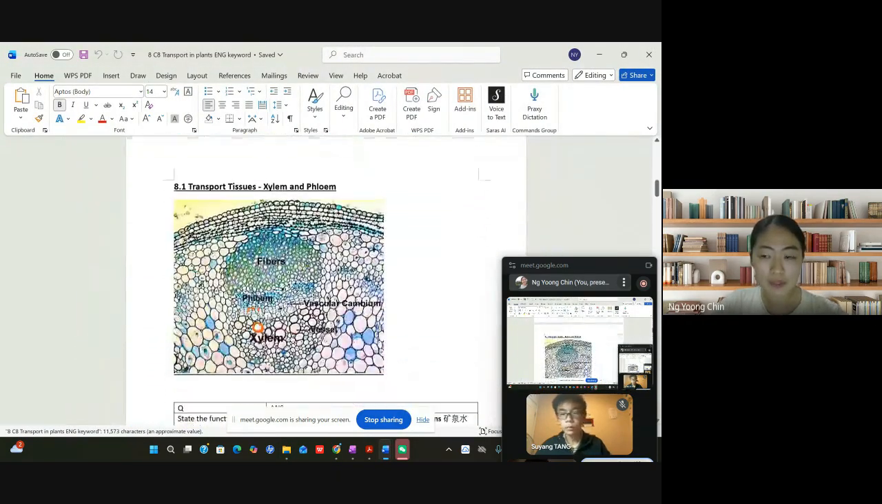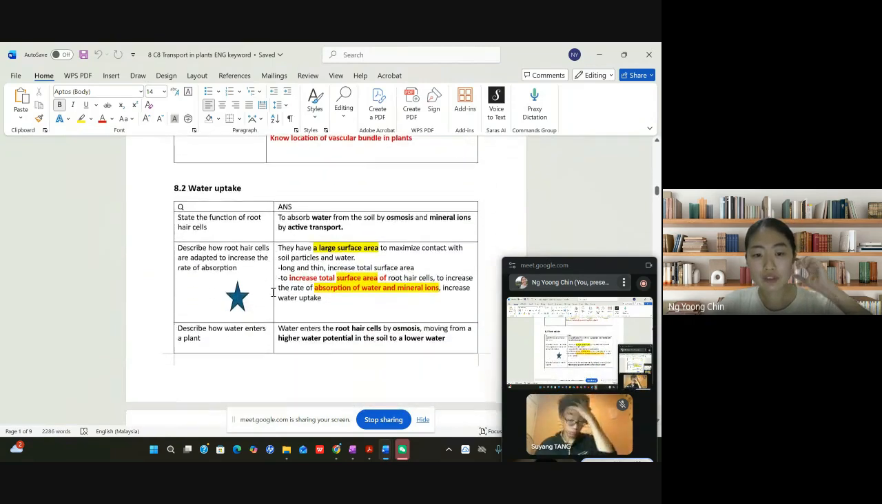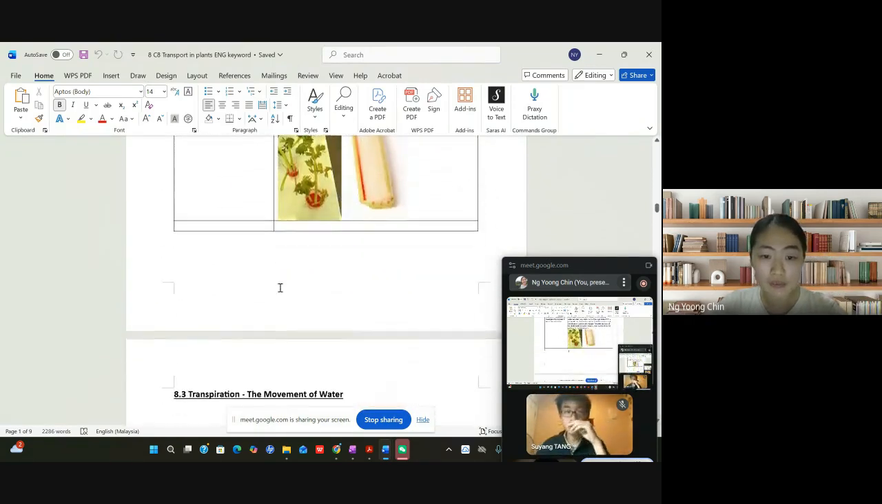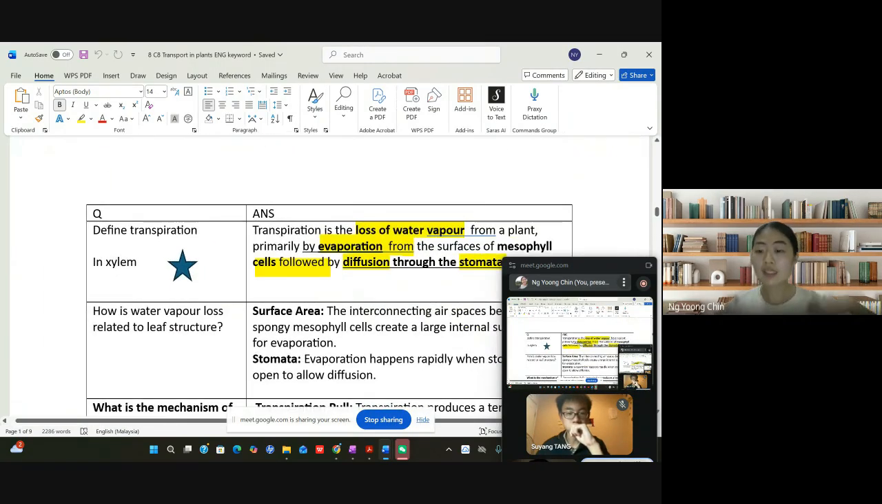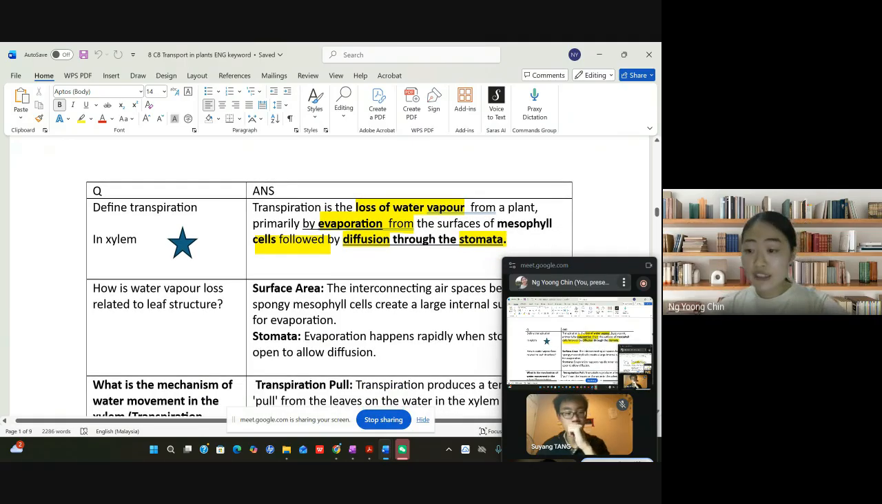So, transport in plants. We learn about transpiration. Now let's look at transpiration first, because transpiration is a very important topic that comes up in the exam. You should know the definition of transpiration. It refers to the loss of water vapor. Water vapor is a gas, not a liquid. So this water vapor evaporates from the plant.